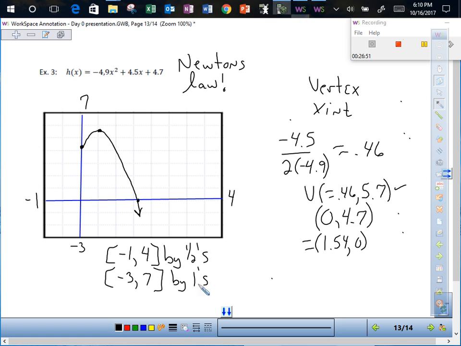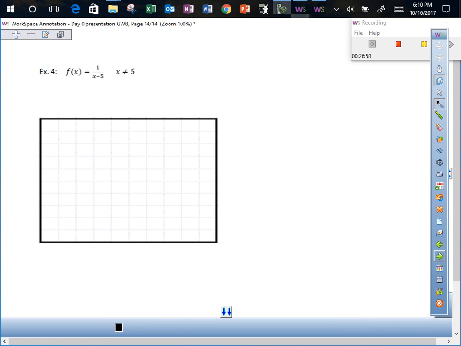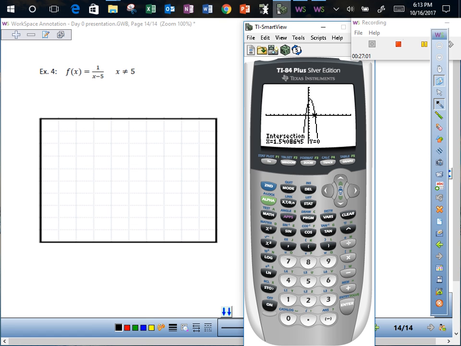Here comes my last one. We're going to graph 1 over x minus 5, where x cannot be equal to 5. So when we type that in, we got to go 1 divided by parenthesis x minus 5. I'm going to go ahead and hit zoom 6 again. So notice that we get something with an asymptote in there. Now let's talk about the asymptote for 1 second.